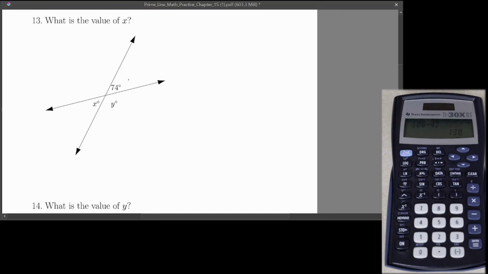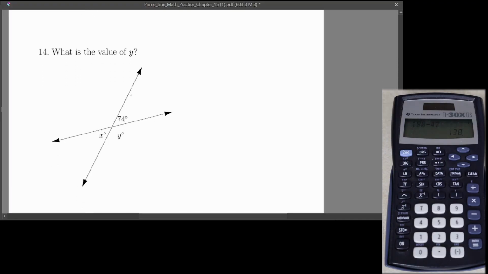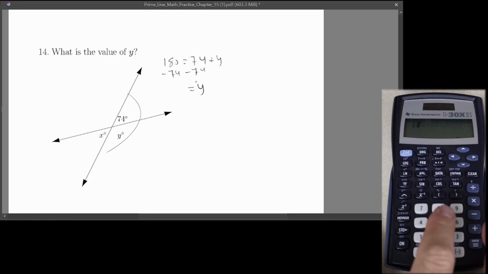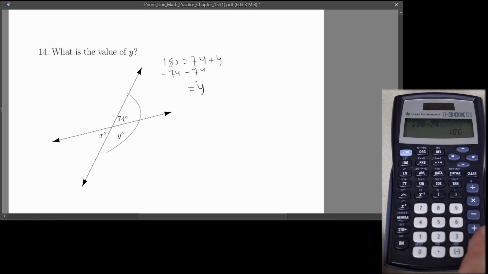Okay, vertical angles here and here, so we can say x equals 74. Supplementary angles, meaning they add up to 180, so 180 equals 74 plus y, subtract 74. y equals 180 minus 74. We get 106.